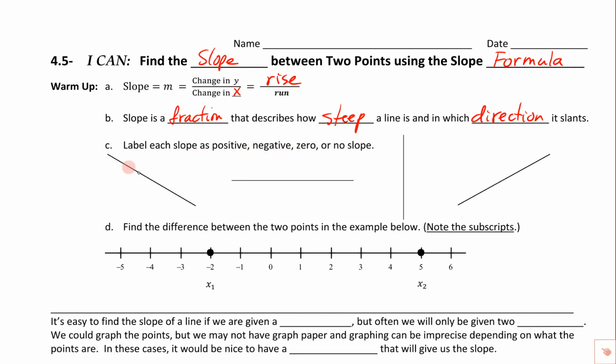So let's take a look at this one. Remember, we always kind of check things from left to right. This one goes down from left to right. So the slope on this one would be negative. So again, I just write m, and everybody knows that means slope. So the slope on that one would be negative.